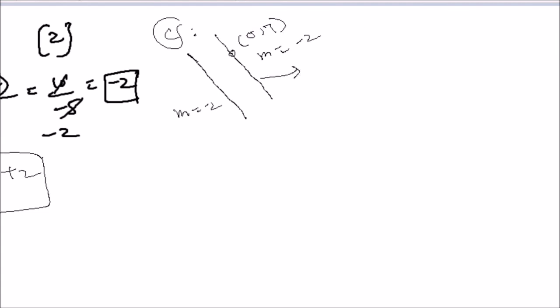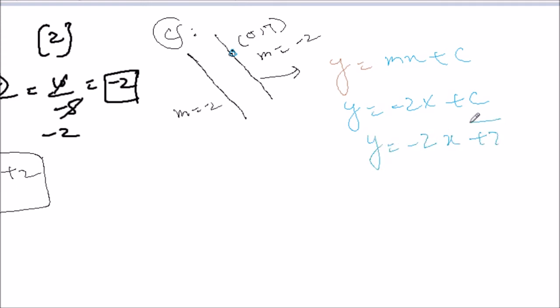So the equation will be in this form: y is equal to mx plus c. Now put the value of m here, minus 2x plus c. Now you know that the line is passing through 0, 7. This is basically the y-intercept, because at the y-intercept the x value is always 0. So it's easily given to us. Just put the value of c here, 7. That's the equation of the line parallel to the previous line and passing through 0, 7.